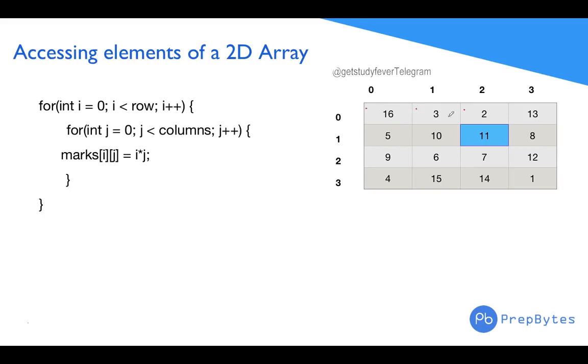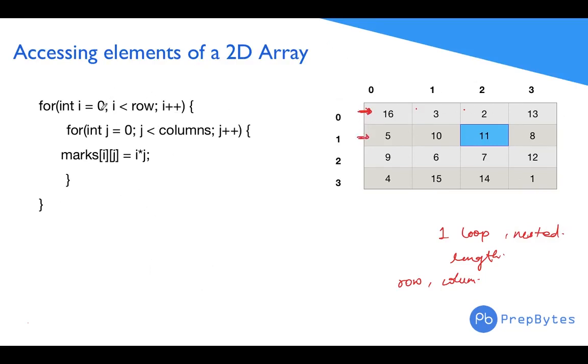So now let's say I have to go through all the elements of the array. What we can do? In case of a 1D array, we just had one loop because we had just one dimension, which was the length. But here we have two dimensions, row and column, right? So here we'll have to use a nested loop. I'll first go through and access all the elements in this row and then this row, right?